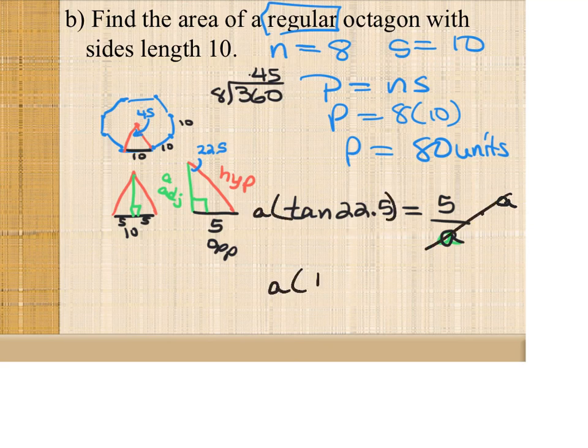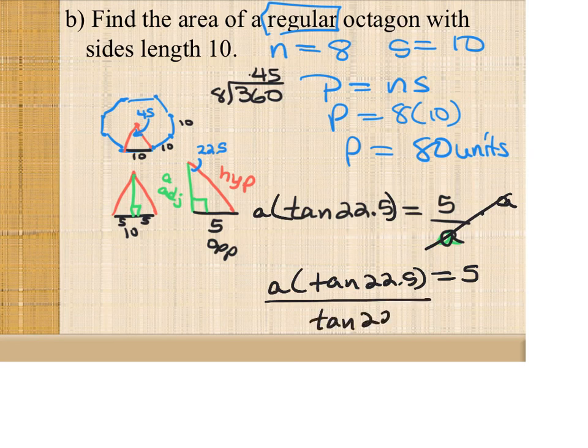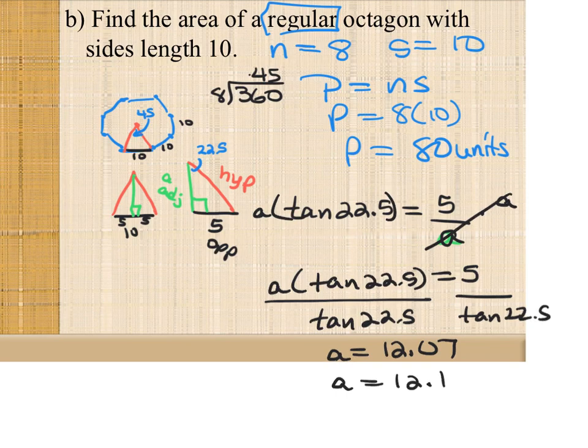So then it becomes a times tangent of 22.5 equals 5. To solve for a, which is our apothem, I'm dividing 5 by the tangent of 22.5. So 5 divided by tangent 22.5, and you get 12.07. I'm going to round that to the tenths place, and I'm going to make it 12.1.